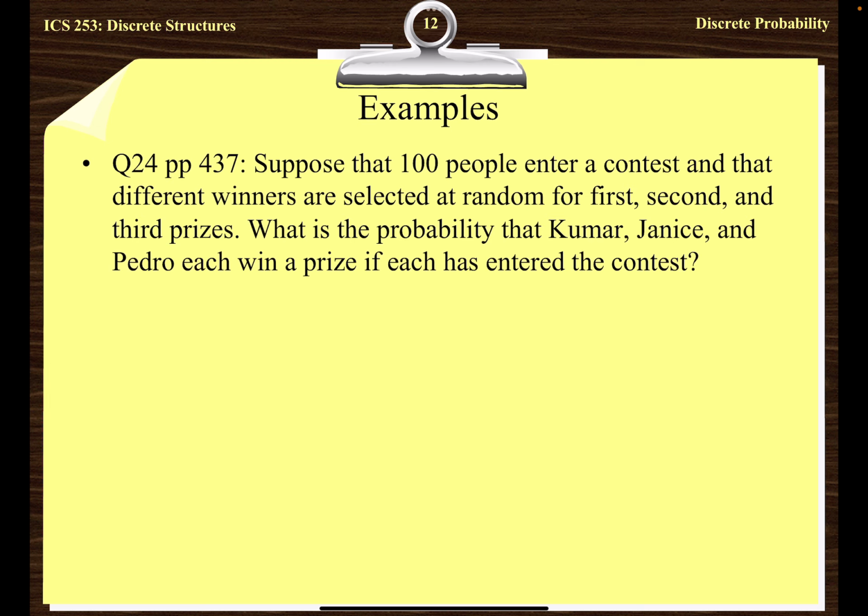Okay. Right. So suppose that 100 people enter a contest, and that different winners are selected at random for first, second, and third prizes. What is the probability that Kumar, Janice, and Pedro each win a prize if each has entered the contest? Right. So the first question that we need to ask is the sample space. What is my sample space, and what's the cardinality of the sample space?